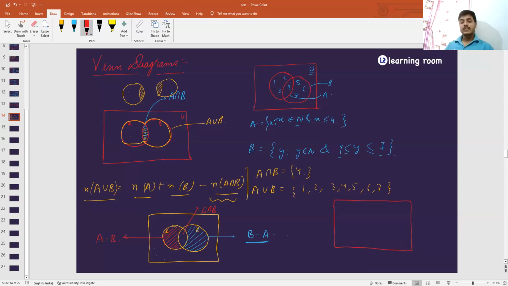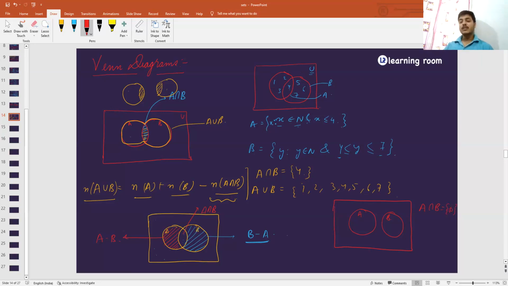Can you comment on this set? What kind of set is this? This is set A, this is set B. What is A intersection B? Tell me. Null set. Very good. A intersection B is a null set.